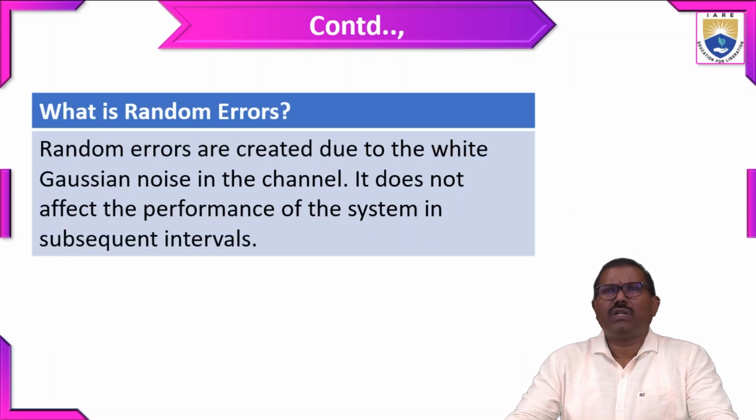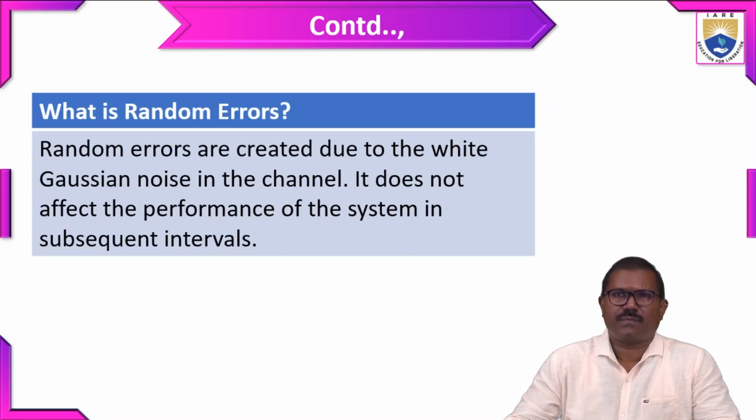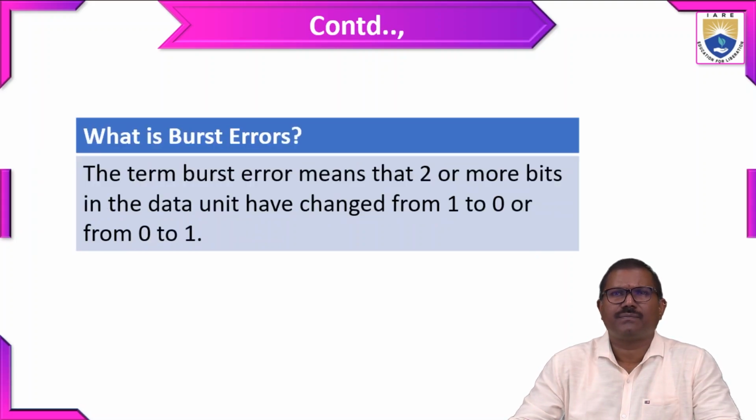Okay. What is random errors? Random errors are created due to the white Gaussian noise in the channel. It does not affect the performance of the system in subsequent intervals. So it is one type of errors.